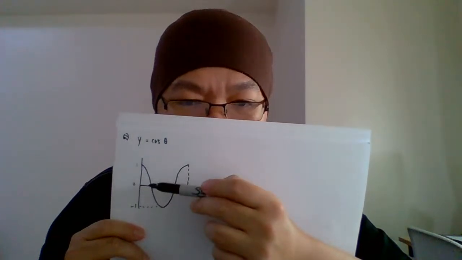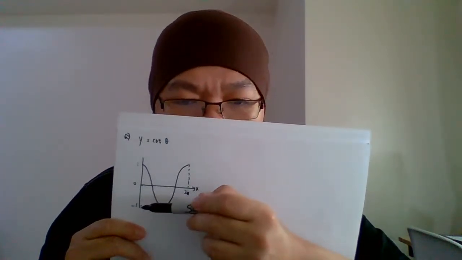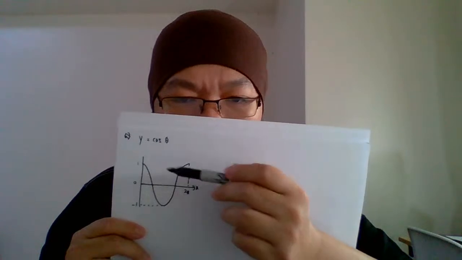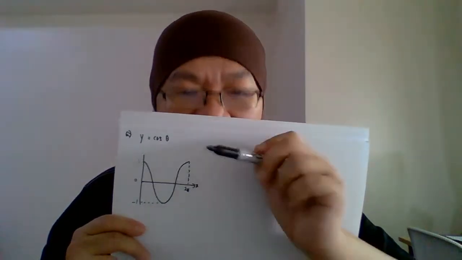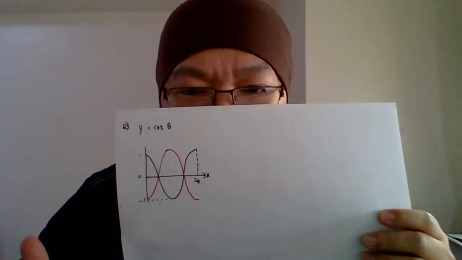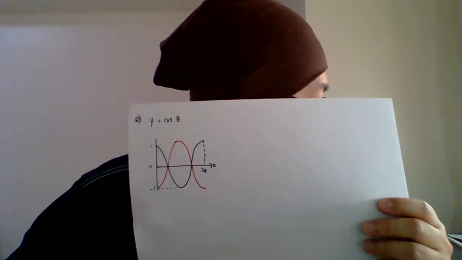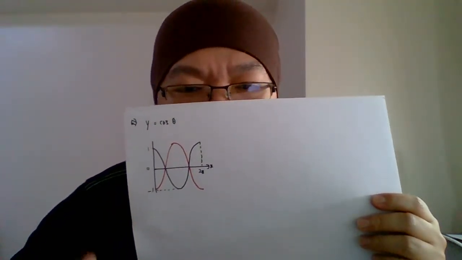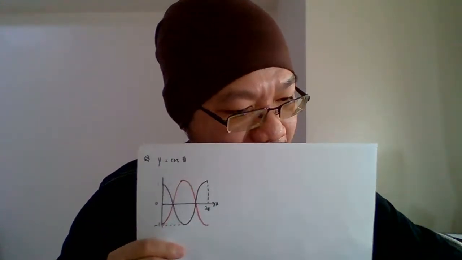So, your graph here in the positive region will be reflected and become negative. The negative is reflected and becomes positive, and positive reflected becomes negative. Alright? So, what will happen? It will become like this. The red color is the final answer for number 3. Y equals negative cos theta.